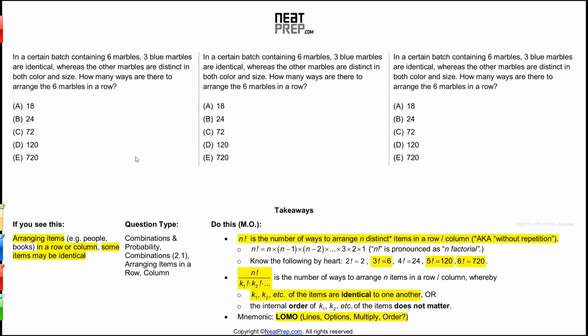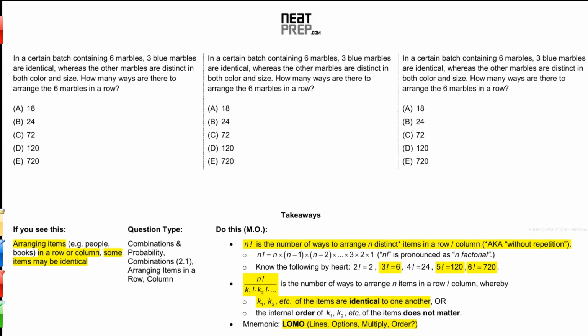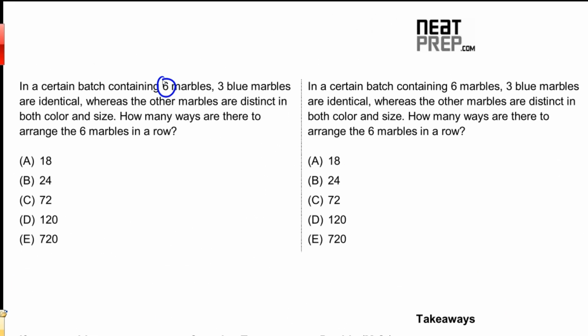Here's the real-time solution, followed by an elaboration and a slightly different way of solving the question. The number of ways to arrange 6 items in a row whereby 3 of them are identical is 6 factorial divided by 3 factorial. 720 divided by 6 is 120. Answer choice D.